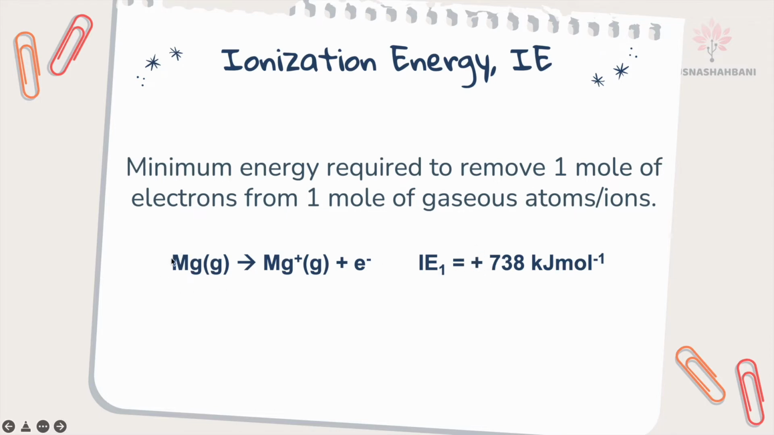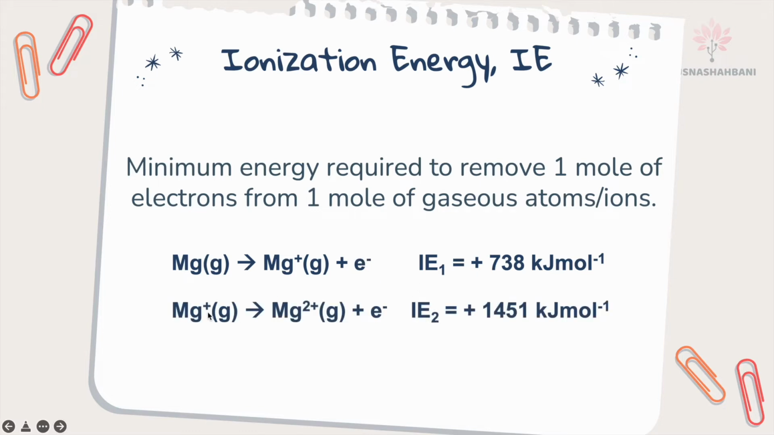So this is the first time to remove an electron: from a gaseous Mg atom in the gaseous state, remove 1 electron, leaving a gaseous ion. So here, from a gaseous atom it forms a gaseous ion. Remove 1 more electron, and then this is the second ionization energy.